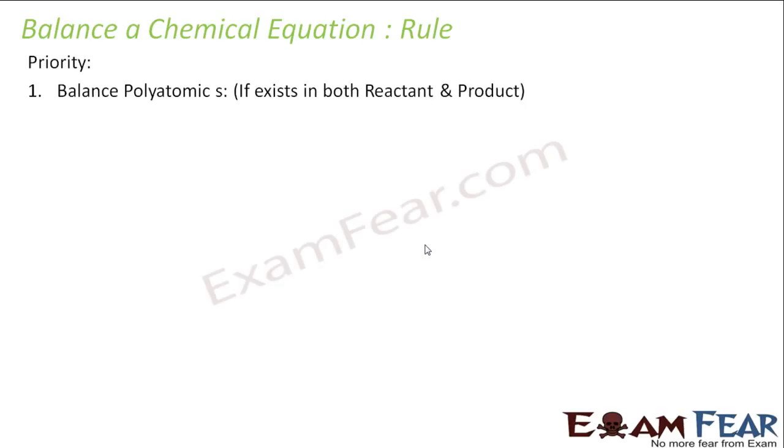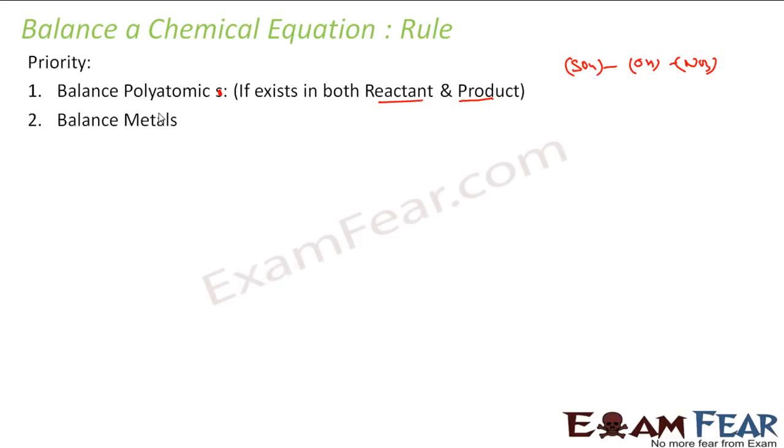So here is the rule, priority wise. First, balance polyatomic things, right? If exist. For example, SO4, OH, NO3. These are all polyatomic things. If it exists, and also this should exist both in reactant and product. We'll take some examples to explain that. So if such kind of thing exists in both reactant and product, first balance that, then balance metals, then non-metals, and in that also hydrogen and oxygen are supposed to be balanced last. Why? Because there are plenty of hydrogen and oxygen around, right? So we generally balance at last.